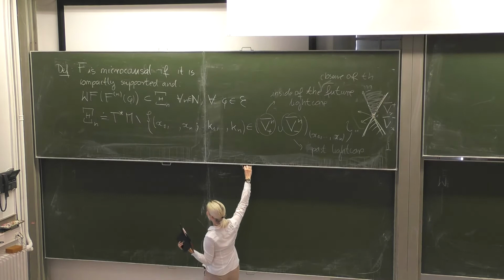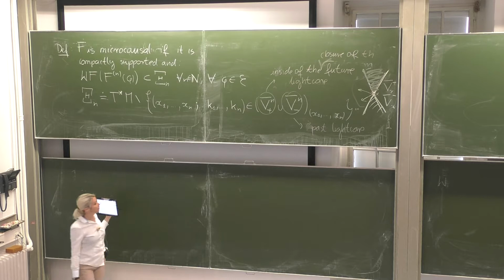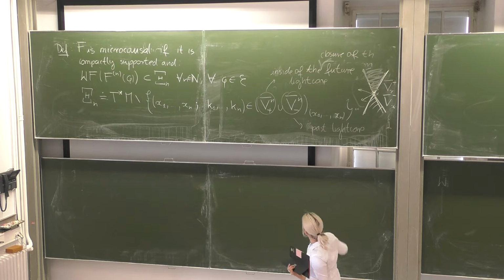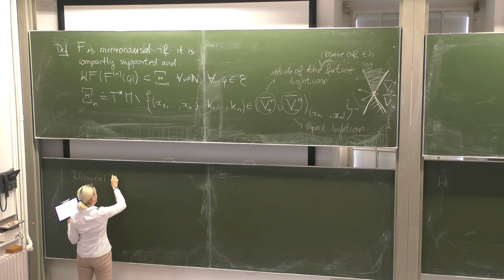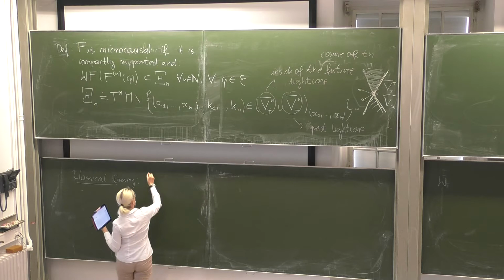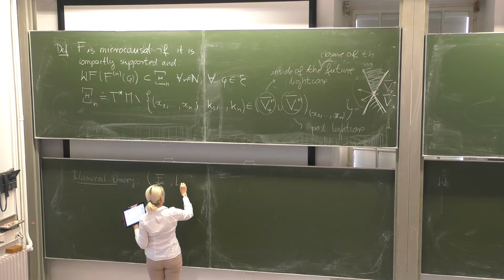Alrighty, so I'm going to start. I already told you what the microcausal functionals are, so let me just start with defining what a classical theory is. So we take this space of microcausal functionals and equip it with the bracket I gave you.